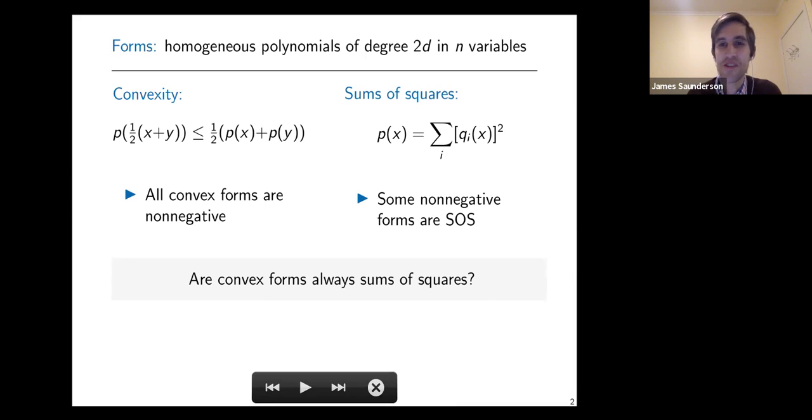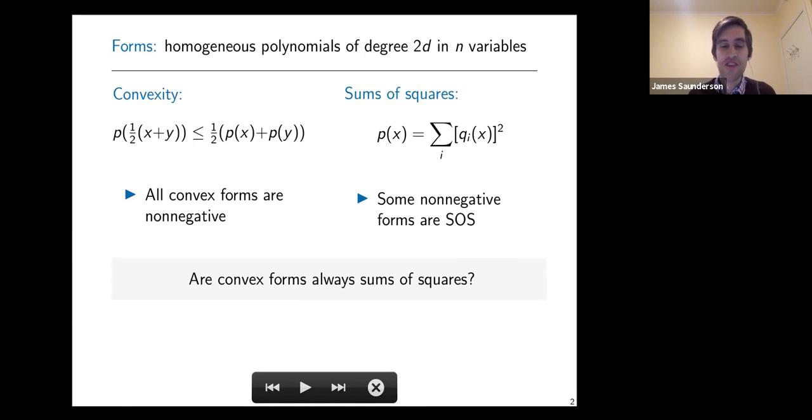Okay, that is equivalent. And one thing you can observe immediately from the definition of convexity is that if you're a form, a homogeneous polynomial, and you're convex, then you must be non-negative. You can check this by putting y equals negative x into this definition of convexity and using the fact that forms have to be even. So convex forms are always non-negative.